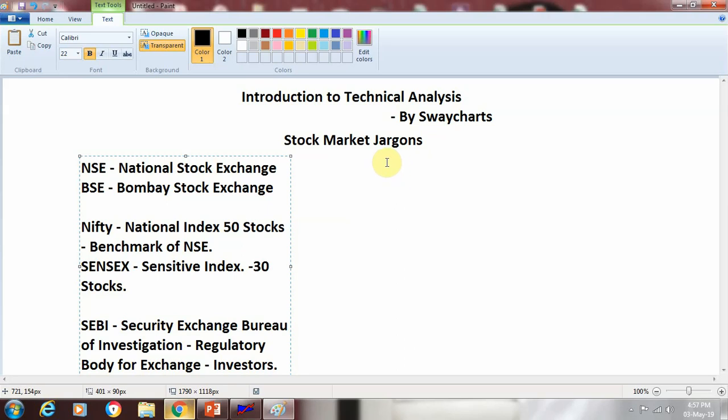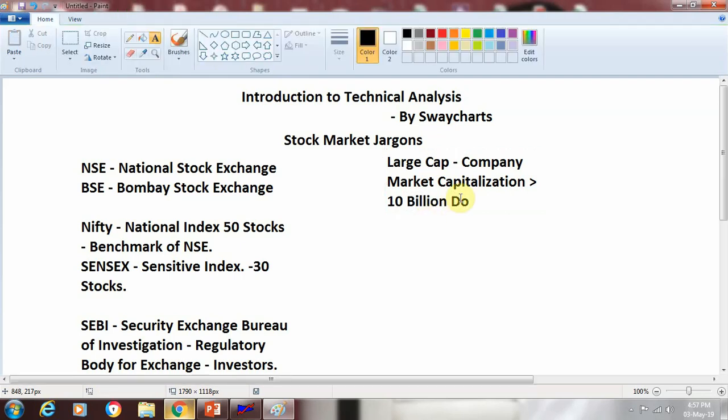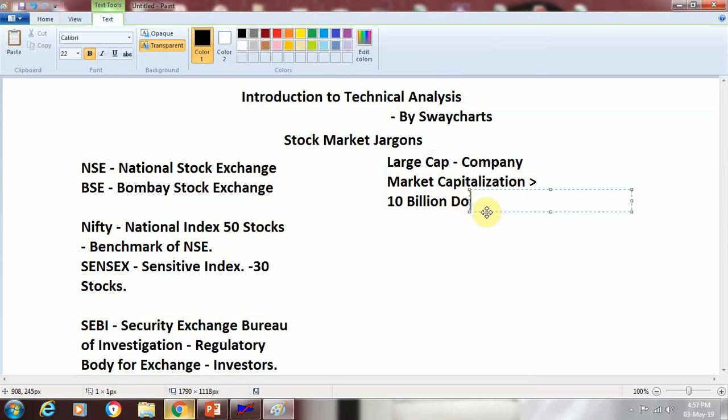Then we move on to few stock specific jargons, what we call large cap. So you must have heard that people speak a lot about this word large cap. Large cap is nothing but a company which has market capitalization of greater than $10 billion. Okay, so this is that particular company.